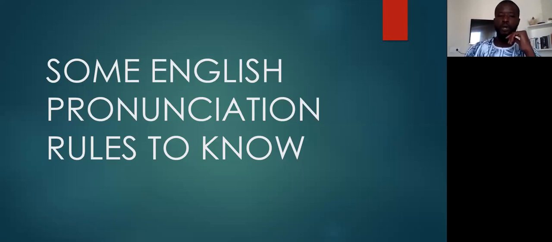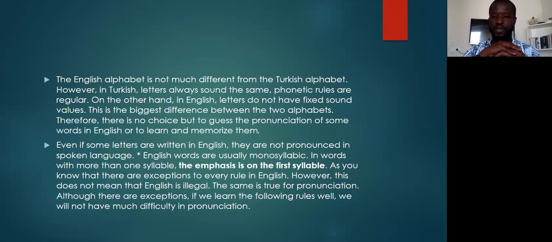So the English alphabet is not much different from the Turkish alphabet, of course. It is not really different, because there are some letters that we have in Turkish and we don't have in English, and vice versa. Sometimes you can find letters in English that you don't find in Turkish. For example, you don't have W in Turkish, I guess, right? And you don't have X, I guess, right?